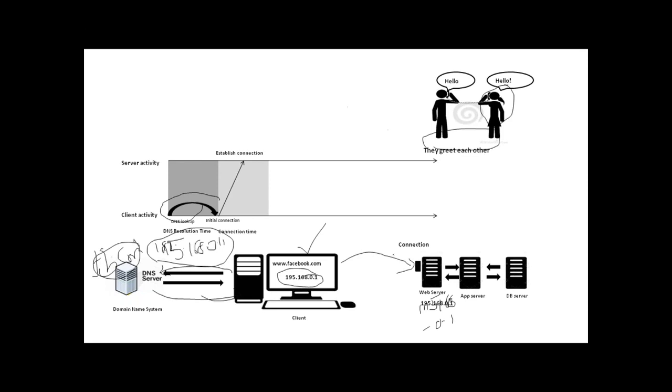Similarly, a request is sent to that IP address. We already have the IP address, right? 192.168.0.1. So this client establishes a connection with this web server. Before it sends the request, it needs to establish the connection. Before Mark speaks to that lady, he needs to dial, and the connection needs to be established.